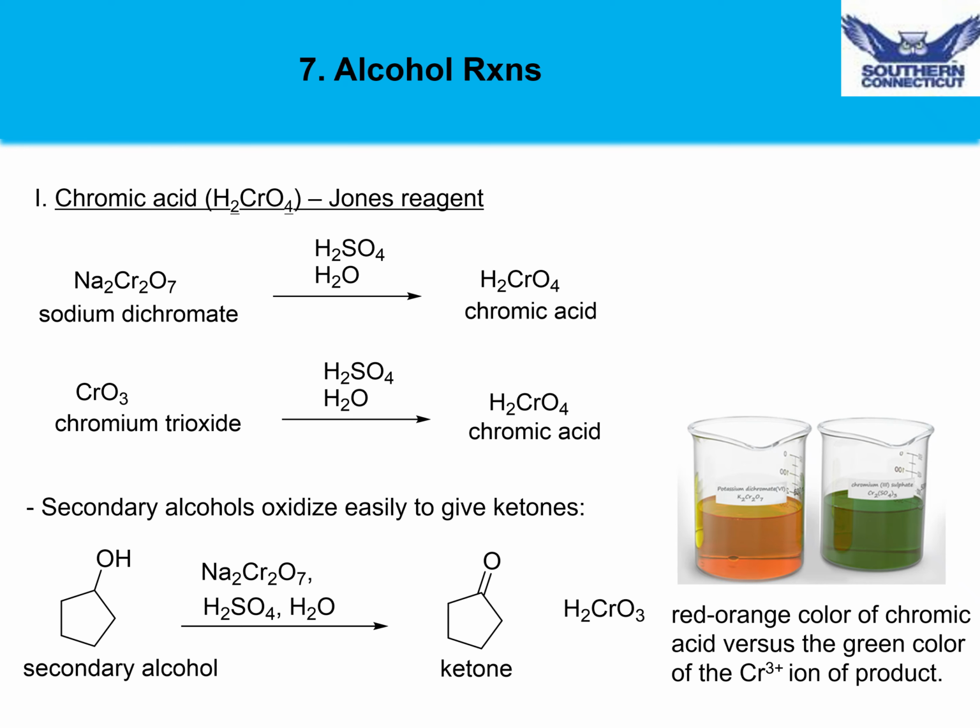One of the common oxidizing agents in chemistry is chromic acid. Chromic acid is sometimes referred to as Jones reagent. It is something that can be made from either sodium dichromate or chromium trioxide by adding water and sulfuric acid. Chromic acid can be used to oxidize secondary alcohols into ketones.